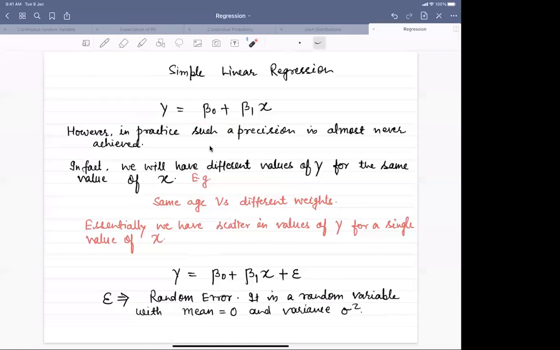just for an example, you may have different values of weights at the same age, right? Or if I say it, you may have different values of current. Let's use the example of voltage and current. At the same voltage, you may have different values of current. These different values of current, if you repeat the experiment time and again, can come because the room temperature has changed or some other physical factors have changed, right? So because of some experimental error.